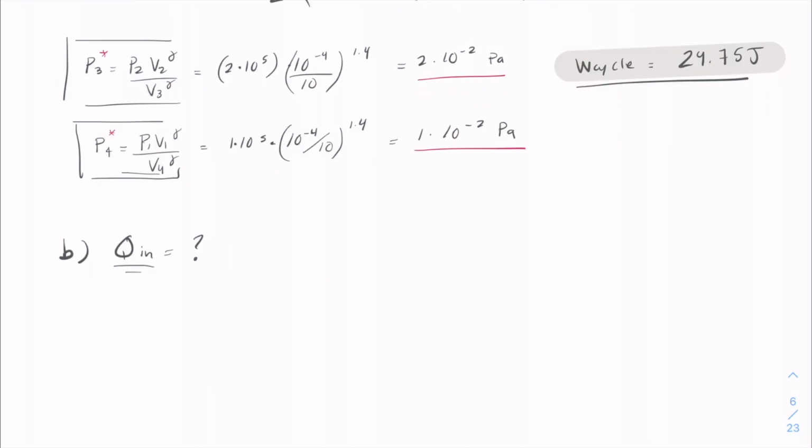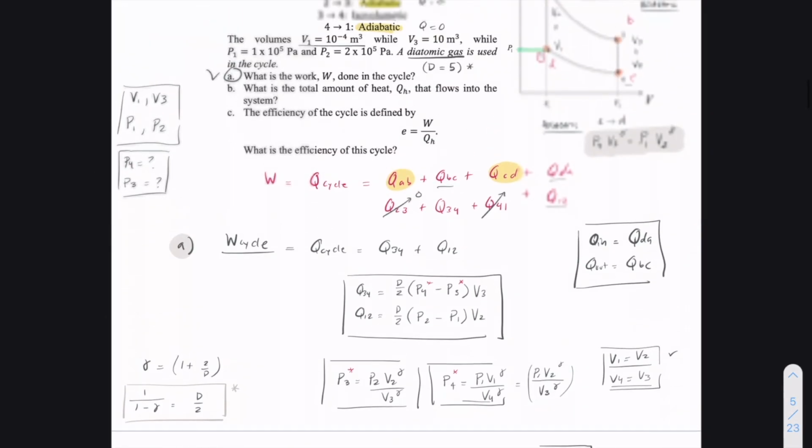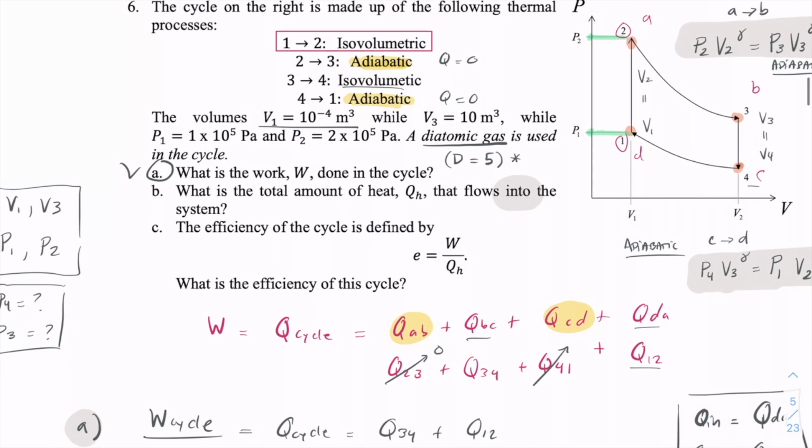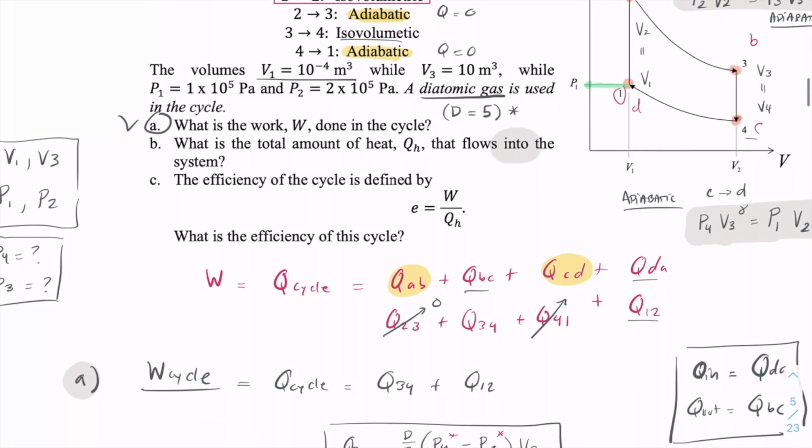Okay, so for part B, we're asked to find, and this is kind of a keyword, the total amount of heat QH that flows into the system. So we're looking for into the system in this case. QH can be like the heat into or out of the system. I think the last time we were looking at a heat sink, basically the out of the system for QH. So in this case, we're looking at what's going in here.